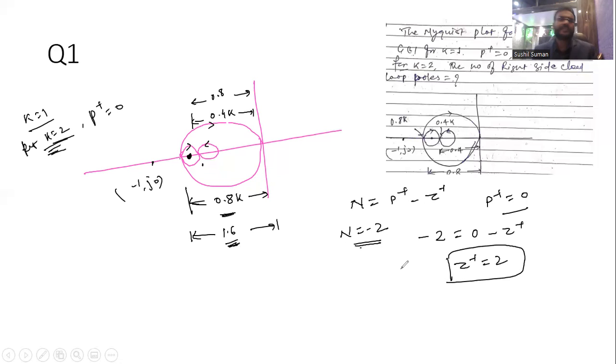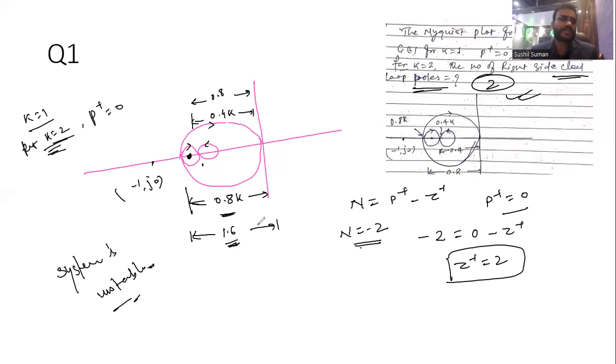It means Z plus shows that there are 2 poles on the right-hand side of the closed-loop control system. So the answer will be 2 poles, and these 2 poles show the system is unstable. If asked whether the system is stable or unstable, it becomes an unstable system, not a stable system. Got it? Now I'm going to discuss the next question.